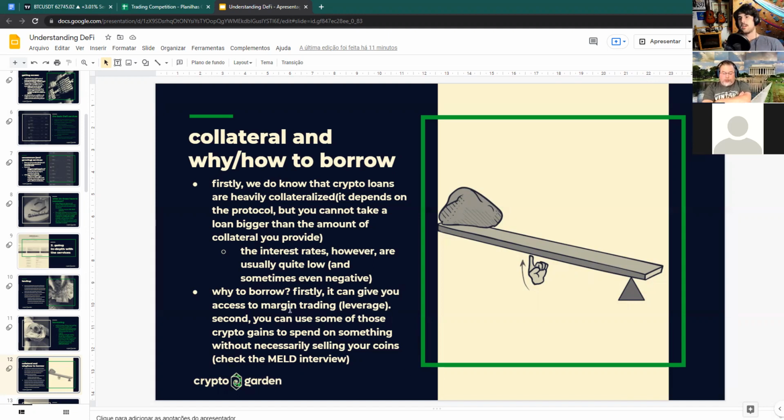And second, you can use some of those crypto gains and spend it on something without necessarily selling your coins. So say it's maybe a bear market and you take a loan on stable coins, you cash out those stable coins to maybe pay for an investment that you have to make, or get started on a business or something like that, and you don't have to sell your coins. Then you pay back the loan and you still have your crypto. And especially if that crypto appreciated with time, then the amount that you have to pay back is relatively little compared to the amount you would have if you sold your crypto, right?